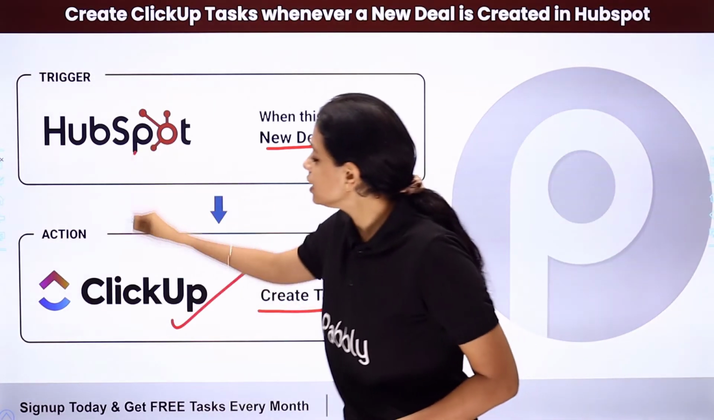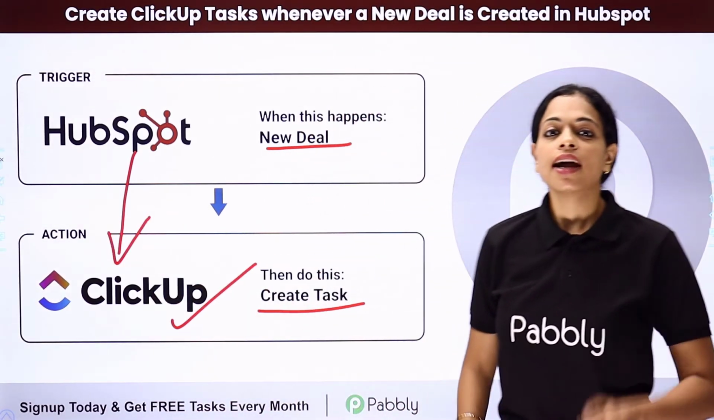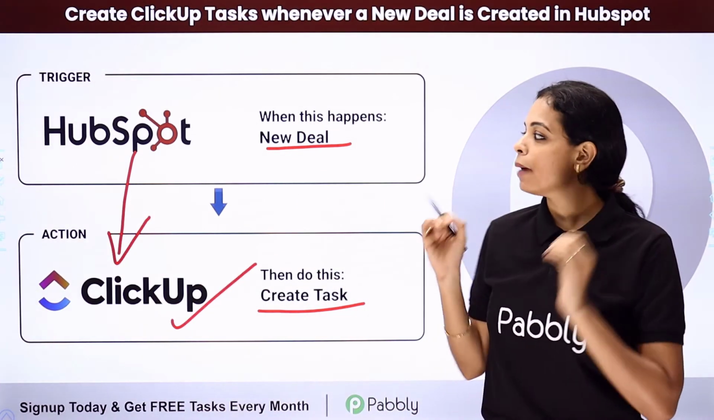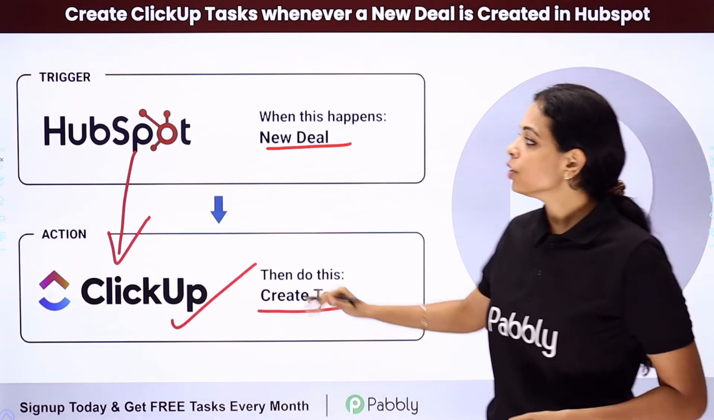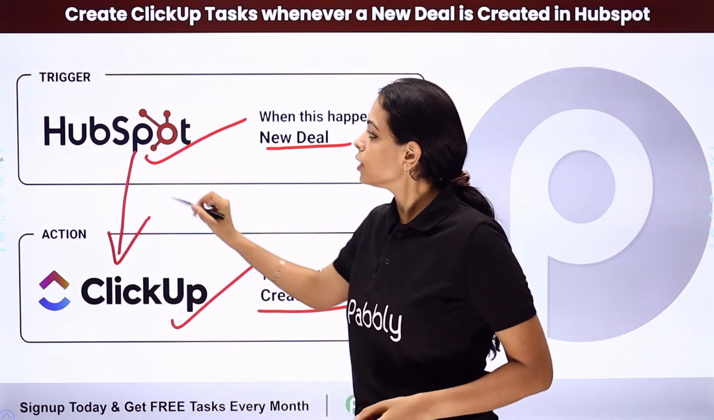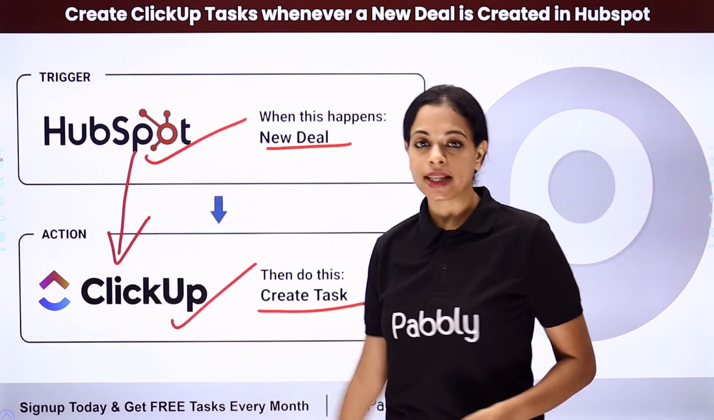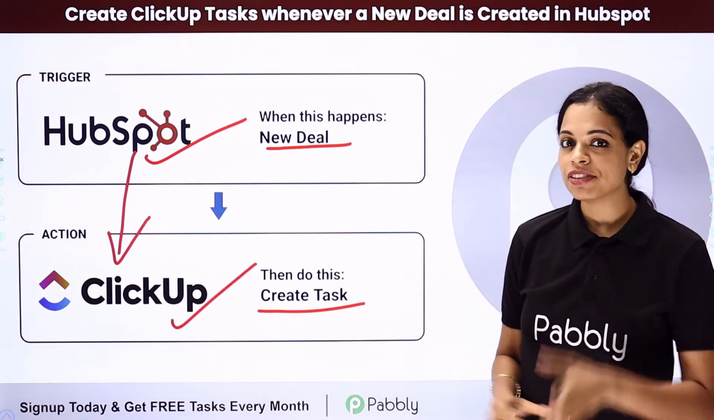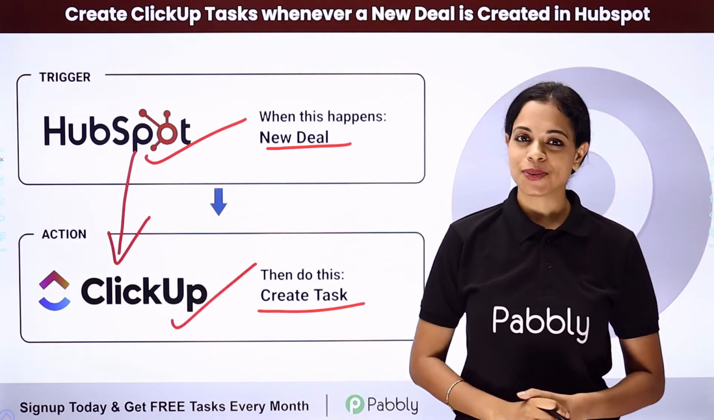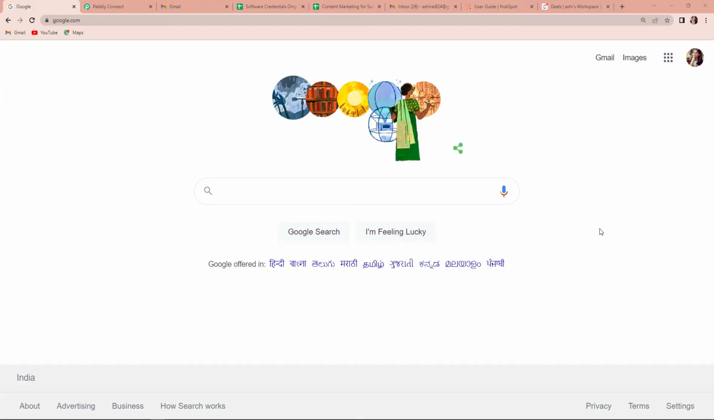For this, you will have to integrate these two applications, and the same can be done using Pabbly Connect software. Here, your trigger application would be Hubspot and your action application would be ClickUp. How would you do it yourself? For that, let me take you to my screen. So let us now begin with the process.